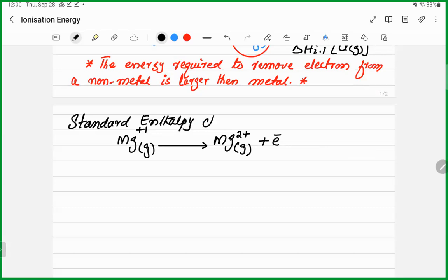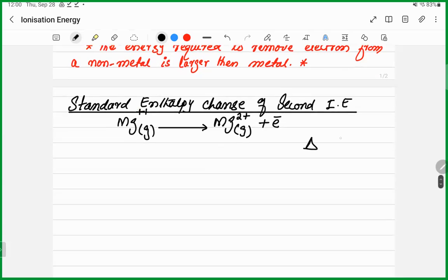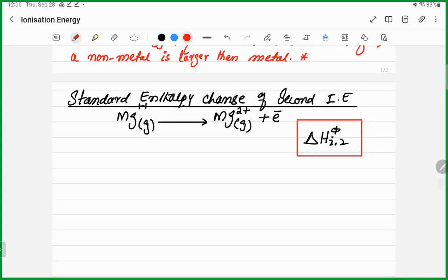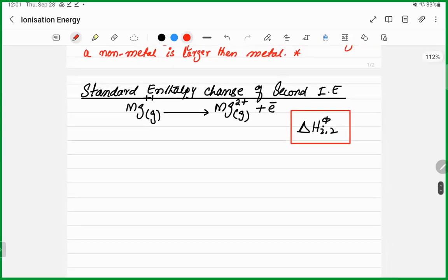So the next definition is basically the standard enthalpy change of second ionization energy. ठीक है बेटा, standard enthalpy change of second ionization energy, and we represent it by delta H standard I2. Okay, second ionization energy is I2. I'm just going to write it down here again.